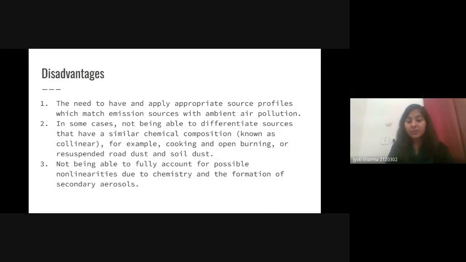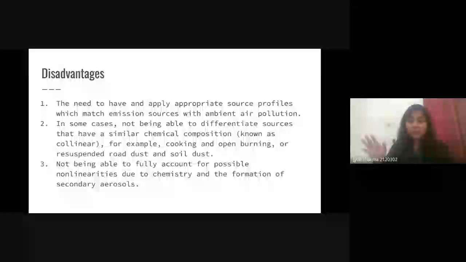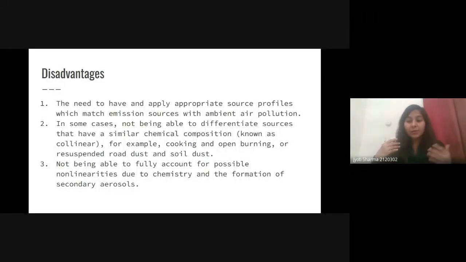Another disadvantage is not being able to fully account for possible non-linearities due to chemistry and the formation of secondary aerosol. Most of the time it is unable to tell you, if you have secondary pollutant in your atmosphere, where it came from, because these secondary pollutants are formed in the atmosphere itself. So determining the source is very difficult in such a situation, but because it is not taking that much time, you don't need to create the emission inventories.